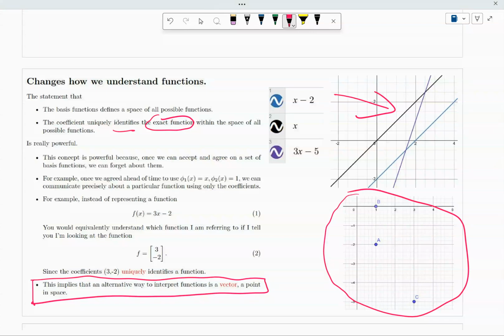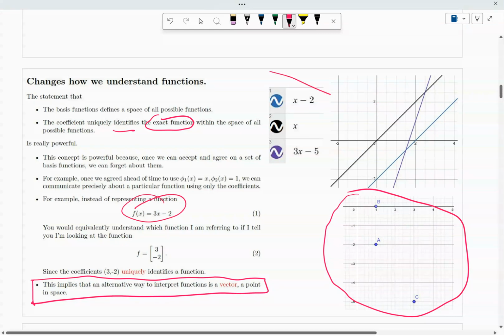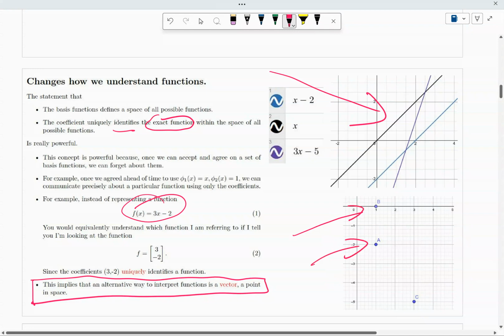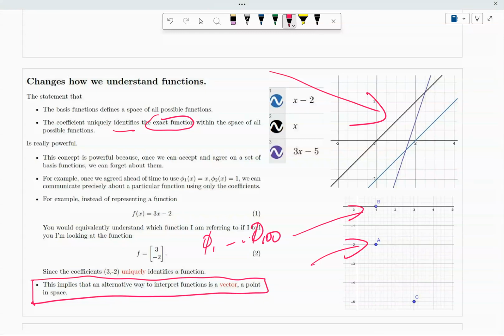Okay, so this is the key point, that you can think of functions as our traditional functions, or you can think of functions as a point in space. And it doesn't have to be 2D, it could be 3D, 4D, 5D. It depends on how many basis functions you have, right? If you have phi 1 all the way to phi 100, then you're going to have 100 weights. So you'll be in a 100 dimension space. Okay?